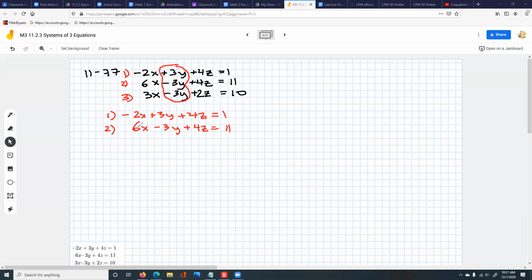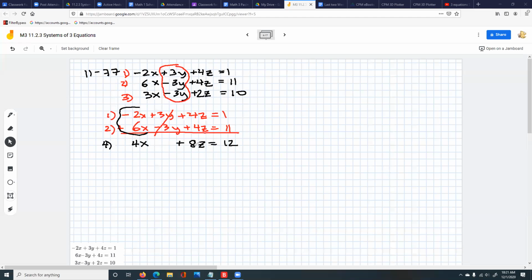Okay, when I add these together, right, one of the variables is going to cancel. The y variable is going to cancel, which is going to leave me with an xz equation, an x and a z. Okay, so let me change colors here. When I add negative 2x plus 6x, that gives me 4x. When I add 4z plus 4z, that gives me 8z equals, and then when I add 1 and 11, I get 12. Okay, so this is my new equation. So I'm going to call this equation 4. Okay, I have equation 1, 2, 3. Now I have an equation 4.